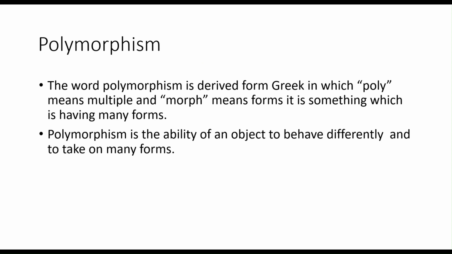Polymorphism. The word polymorphism is derived from Greek word in which poly means multiple and morph means forms. It is something which is having many forms. The definition of polymorphism is: polymorphism is the ability of an object to behave differently and to take many forms.